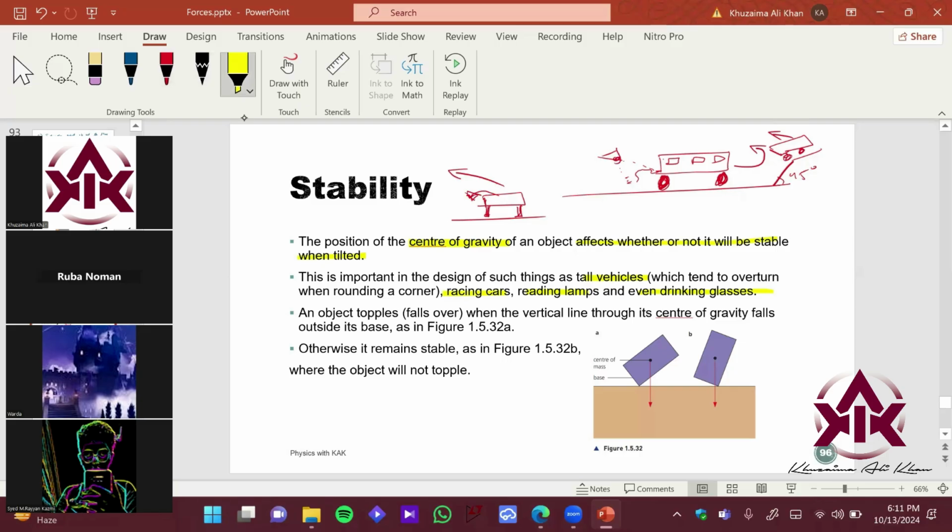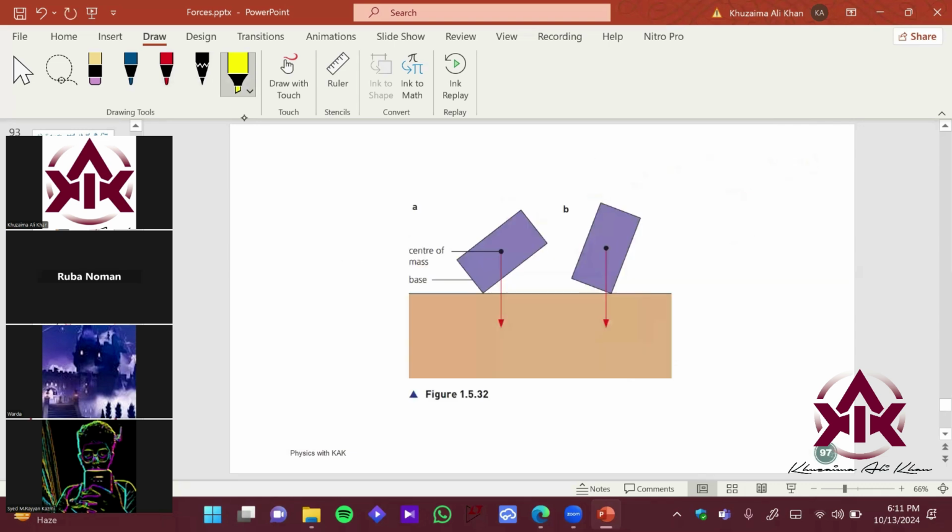Now this is an experiment over here, which I want you to see and analyze. Can anyone explain whether it is going to fall down in picture A or picture B? The object is going to fall down in scenario A or scenario B. In scenario A, the object will fall down.